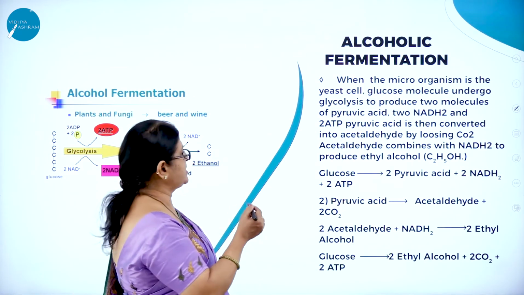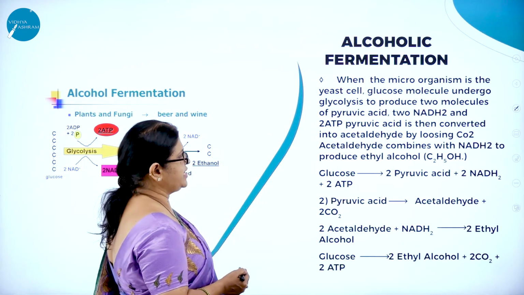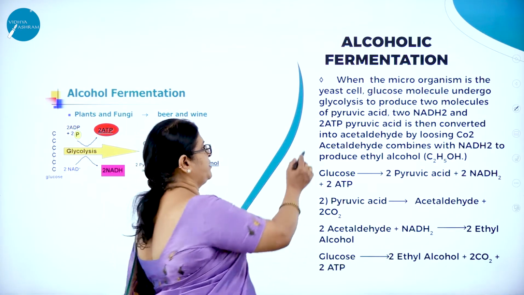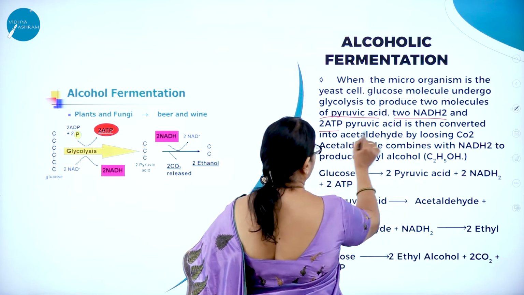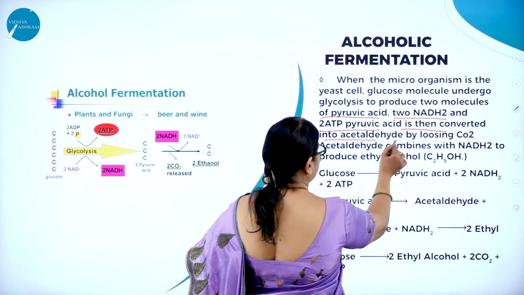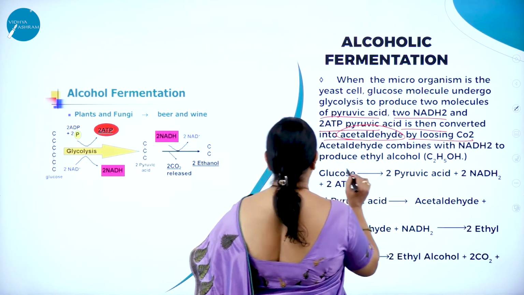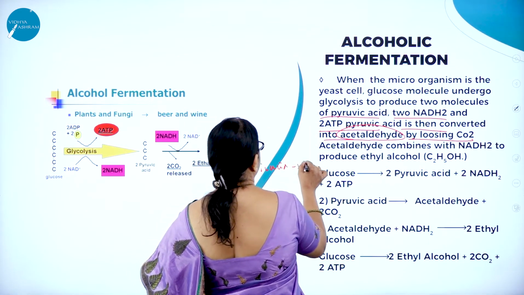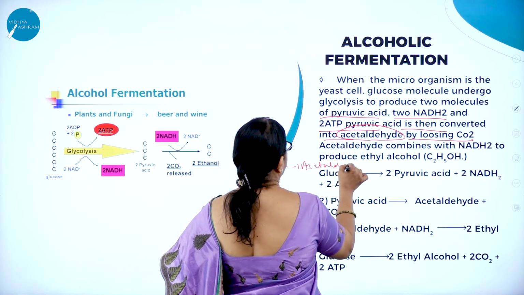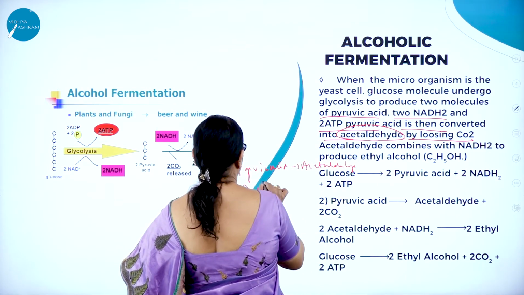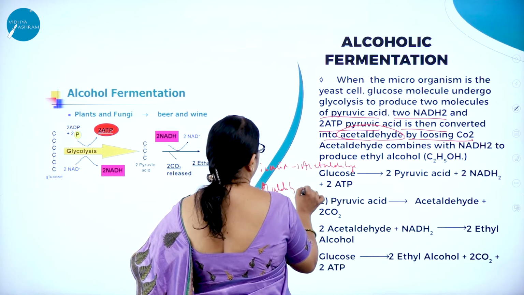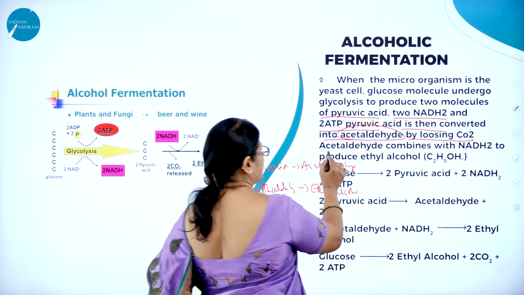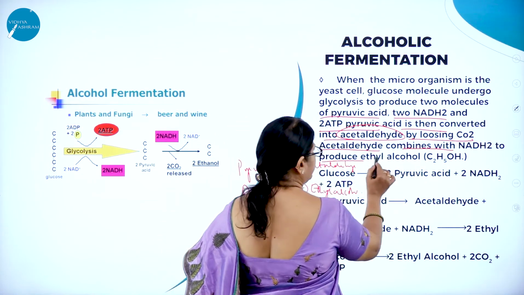So alcoholic fermentation, as I said, when the microorganism is the yeast cell, glucose molecule undergoes glycolysis to produce 2 molecules of pyruvic acid, then 2 NADH2 and 2 ATP. Pyruvic acid is then converted into acetaldehyde by losing carbon dioxide. Acetaldehyde is converted into ethanol or ethyl alcohol. It combines with NADH2 to produce ethyl alcohol.